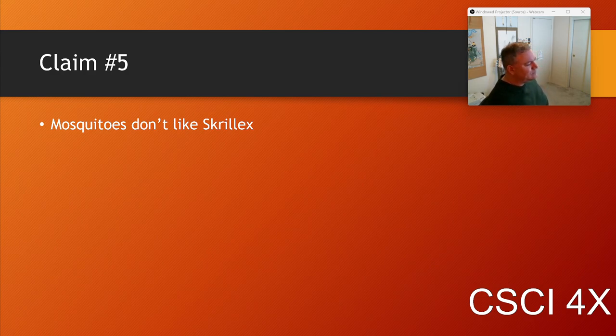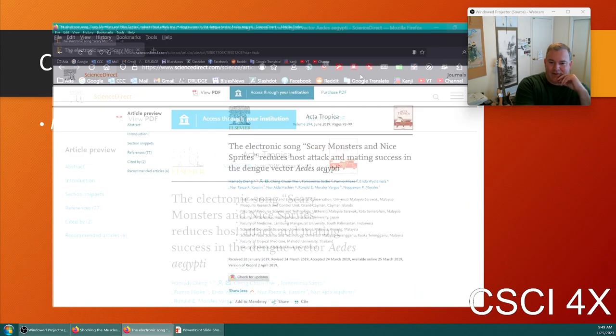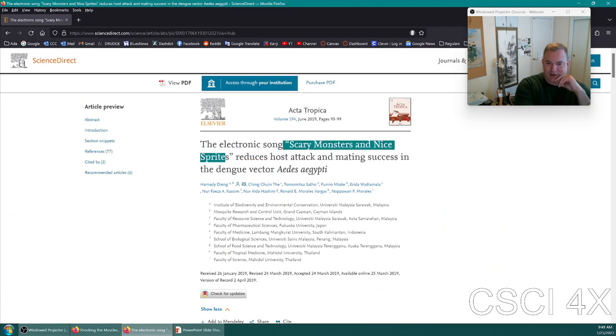Okay, so mosquitoes don't like Skrillex. How do you evaluate this? We've got one minute left, so search up Skrillex effects on mosquitoes. All right, here you go. The electronic song Scary Monsters and Nice Sprites reduces host attack and mating success in Aegypti mosquitoes. It's by people in Malaysia, Japan, Indonesia, and Thailand.